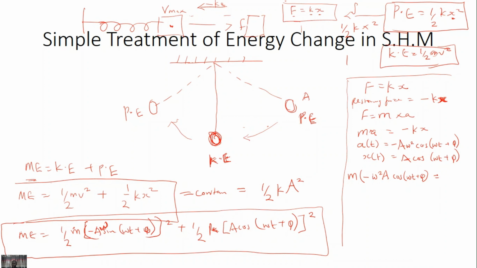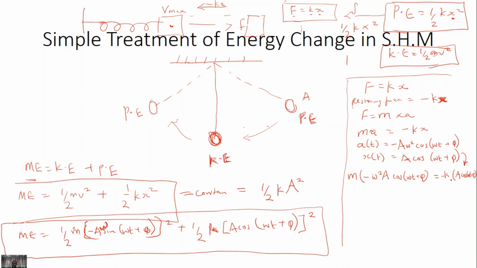Which will be equal to minus k times the displacement, a cos(omega t plus psi). Okay, now if you look at this, if you can't see it well, this is what I brought here. Okay, take note of that.